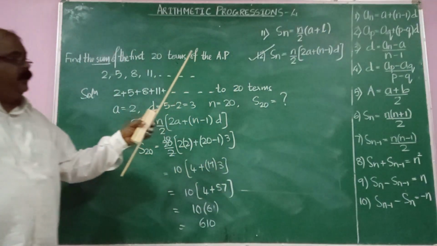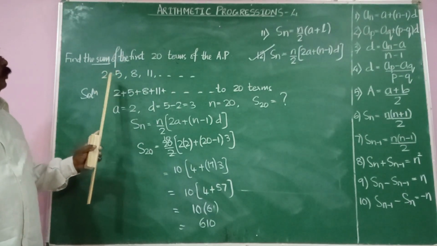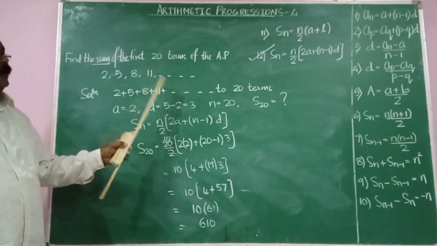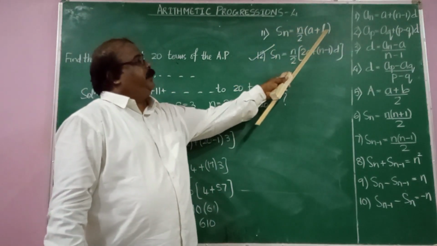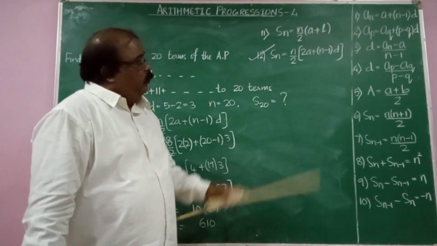I can do the same sum using formula number 11, but there I'll have to use two formulas. First I have to find out A20, which is the last term. Once you know that A20, then your first term is known, the 20th term is known, n is 20, you will be getting your answer.